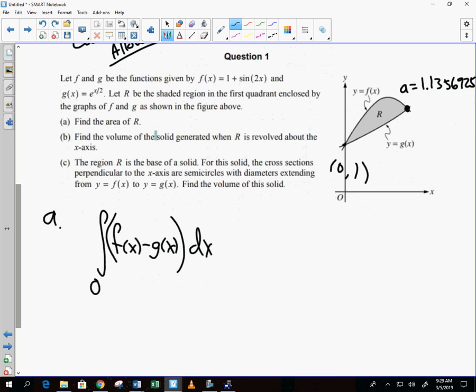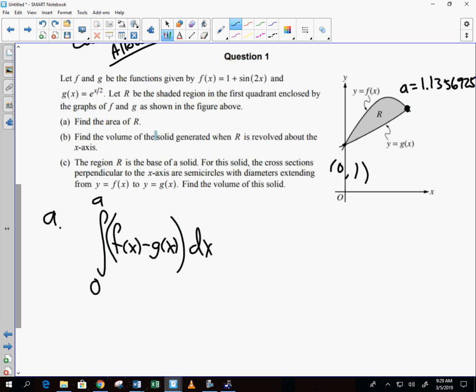So anybody want to guess what I put for the top bound here? A. I've identified in the problem that A is 1.135695, so they'll continue to use that the whole way through. You just make the note once. That's all you have to write. You don't have to write the 1 plus sine of 2x. You don't have to write the e to the x over 2. You can use substitution all the time.